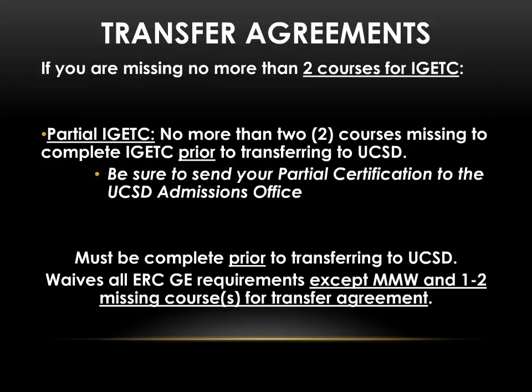If you chose to follow IGETC but did not complete all the requirements, you may be partial IGETC certified. To be partial IGETC, you cannot be deficient more than 2 courses of IGETC requirements prior to transferring. Make sure that you request to have your partial IGETC certification sent from your community college to UC San Diego admissions. As a partial IGETC student, you'll be required to take MMW 21 and 22, and you're missing IGETC requirements to complete ERC GE requirements.